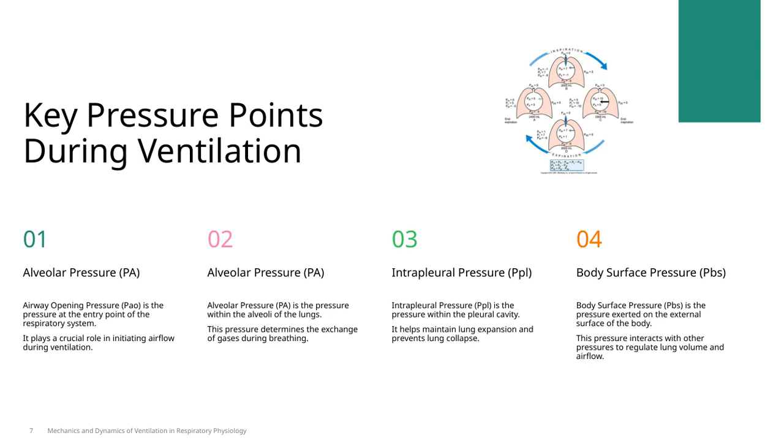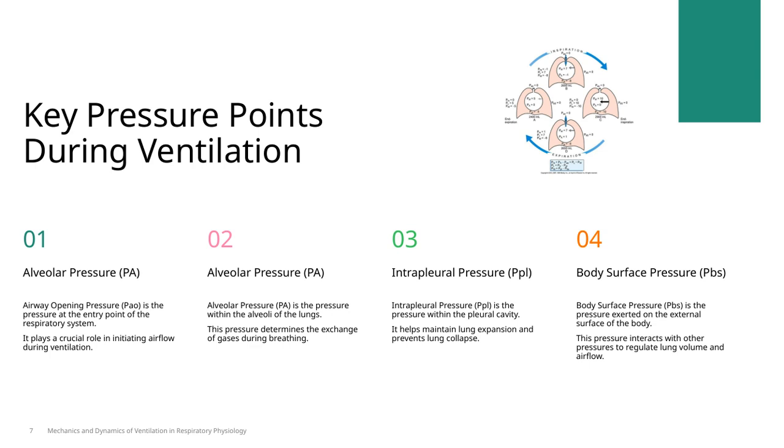Next is intrapleural pressure, or PPL. This pressure exists within the pleural cavity, the space between the lungs and the chest wall. What's fascinating about PPL is its role in keeping the lungs expanded. It's normally negative relative to atmospheric pressure, which creates a kind of suction that keeps the lungs from collapsing. Maintaining this negative intrapleural pressure is essential for normal, effortless breathing.